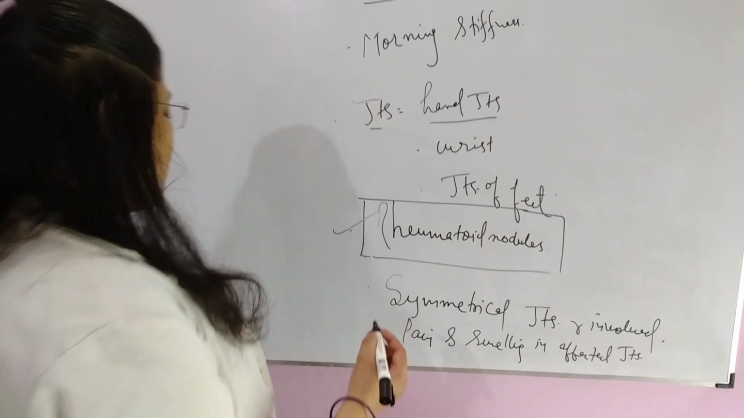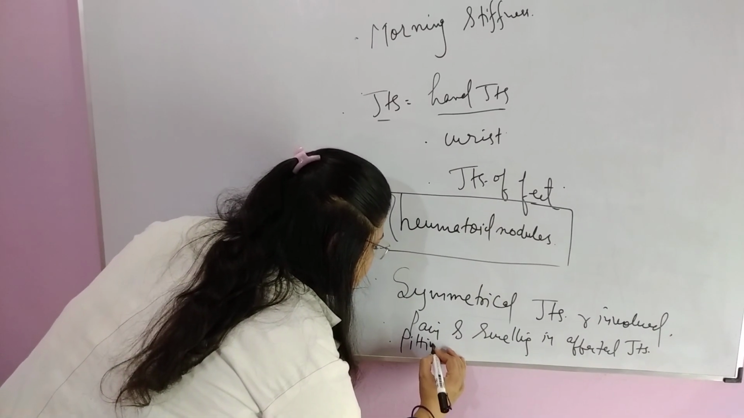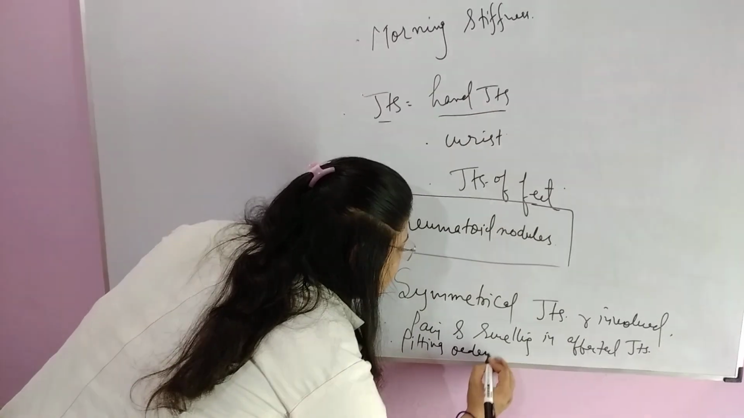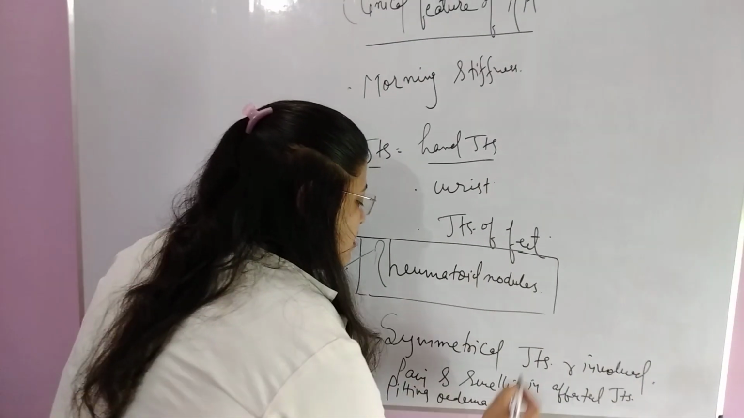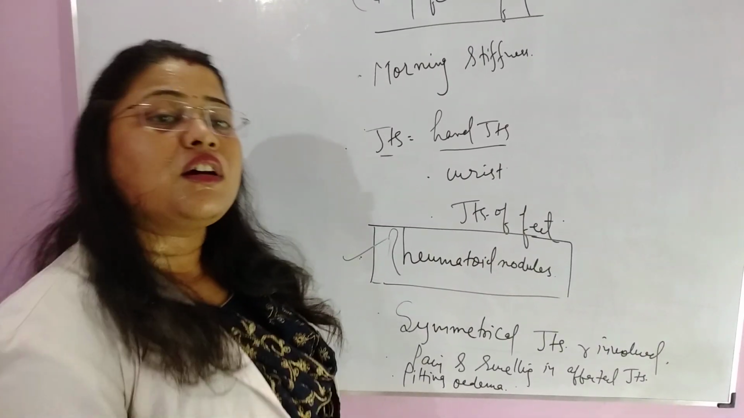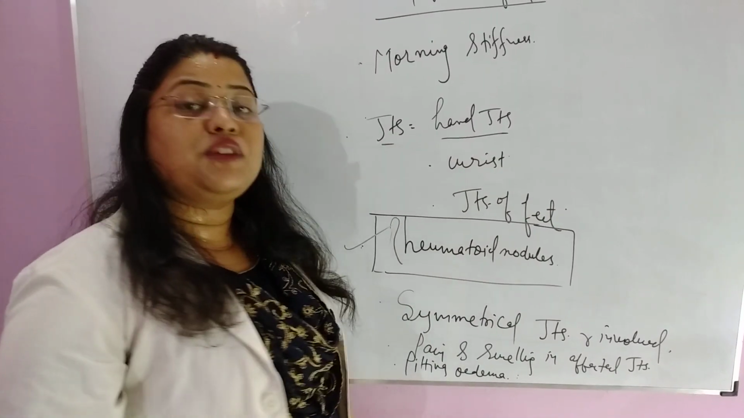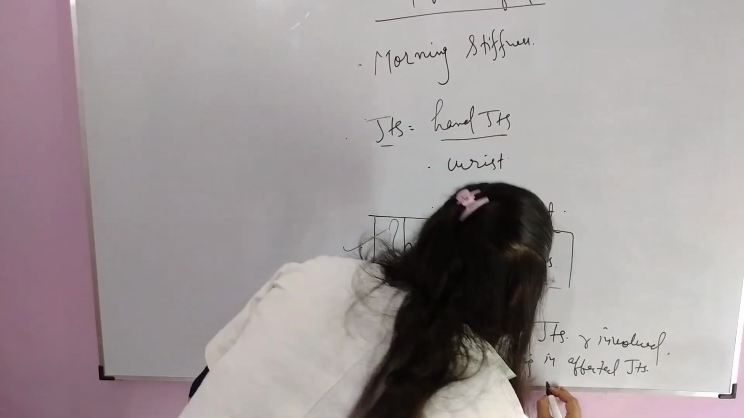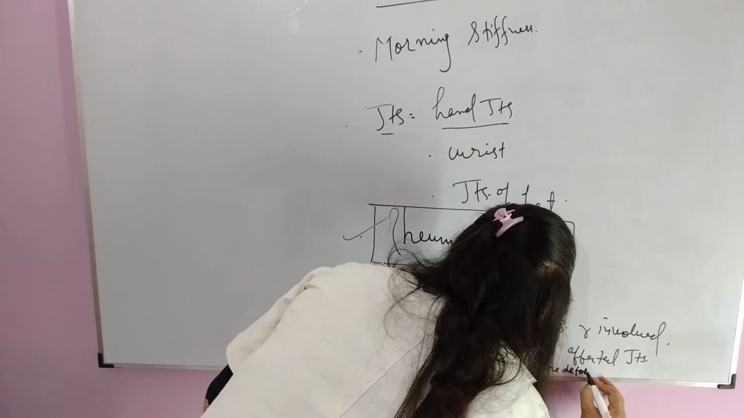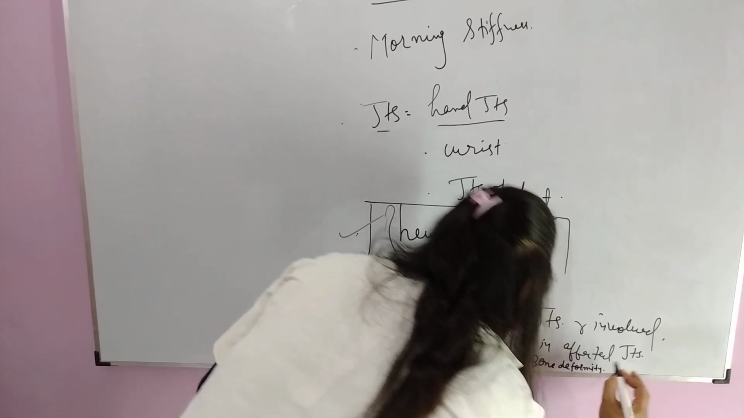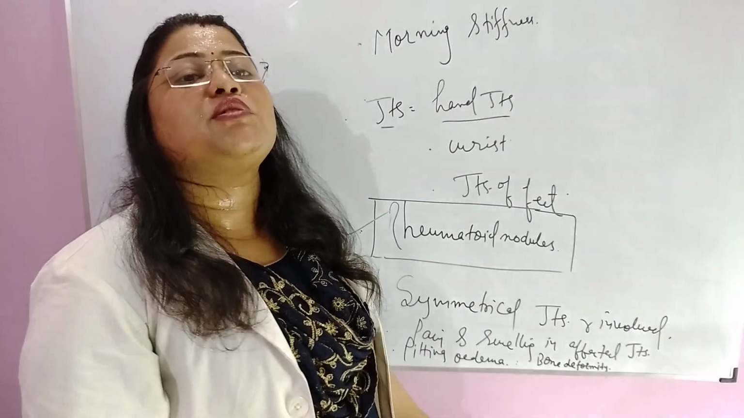Sometimes pitting edema. And last is, as a result or in severe case, there is appearance of deformities in bone. So bone deformity. So these are the clinical features of rheumatoid arthritis.